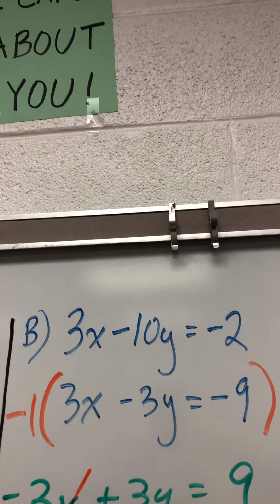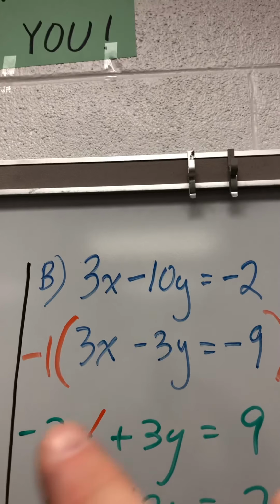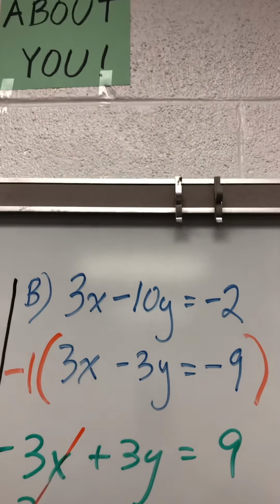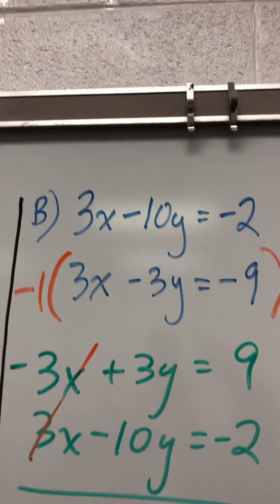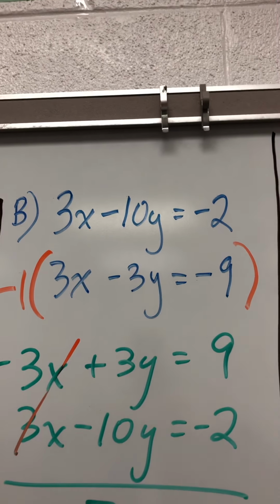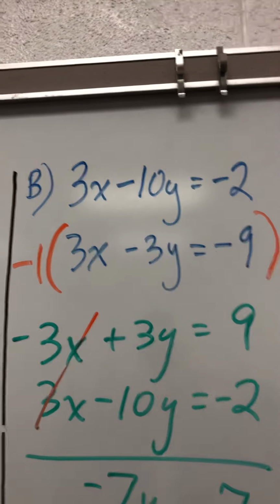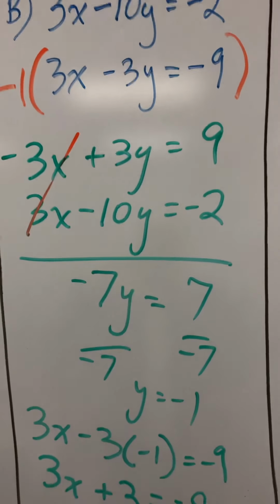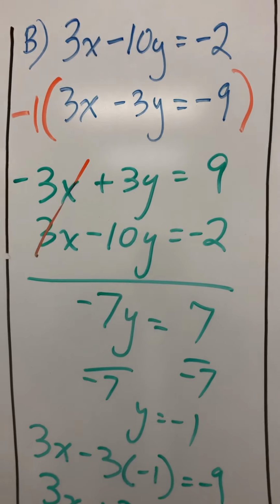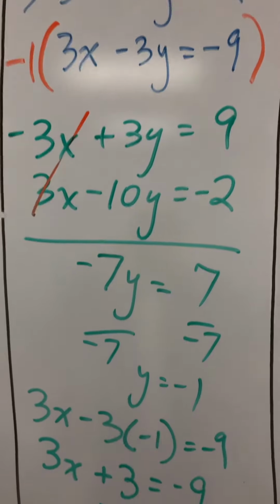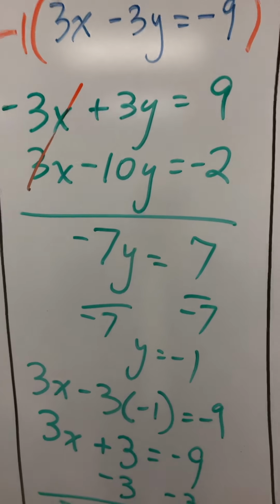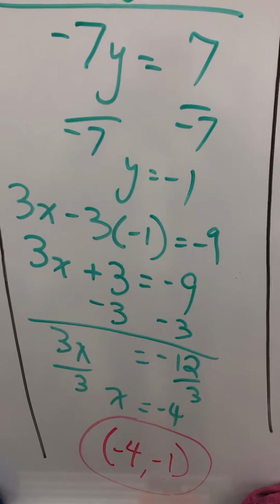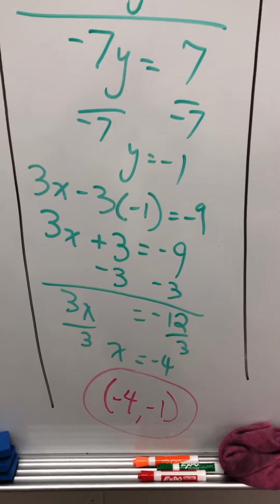So when I multiply the bottom row by negative 1, I get negative 3x plus 3y equals positive 9. Rewriting the top row, 3x minus 10y equals negative 2. The 3x's drop out. I get negative 7y equals 7. y equals negative 1. Using the bottom equation, putting negative 1 back in for y, I get x equals negative 4. Answer, negative 4, negative 1.